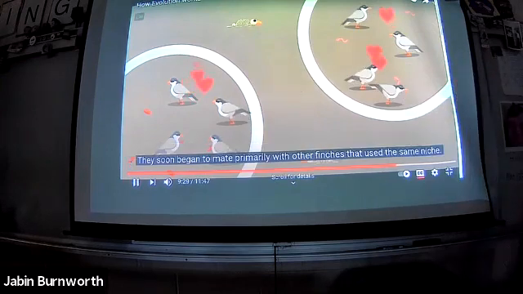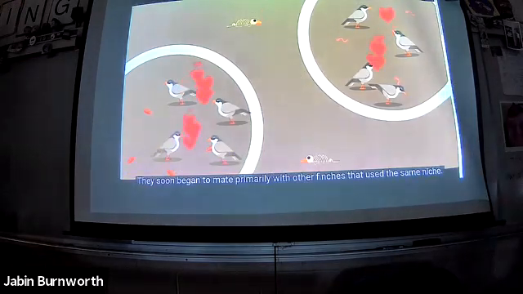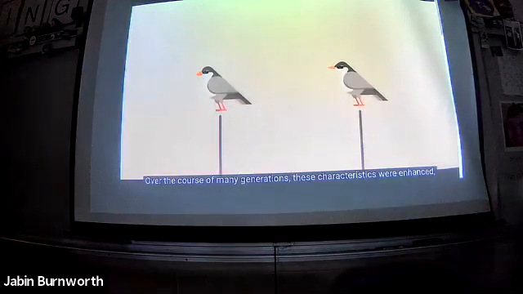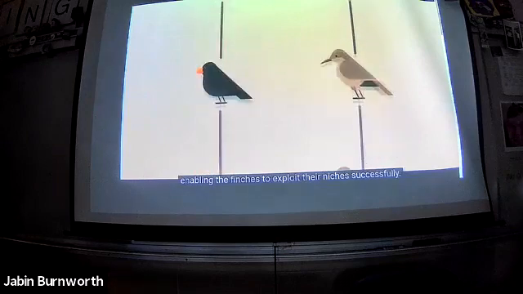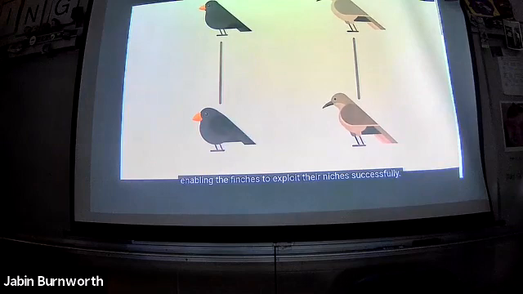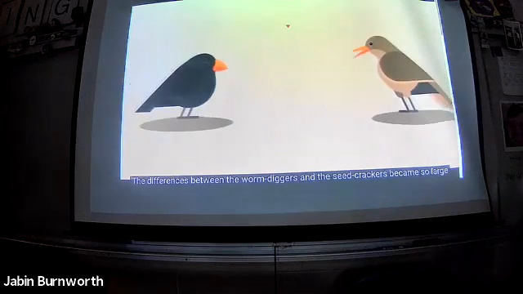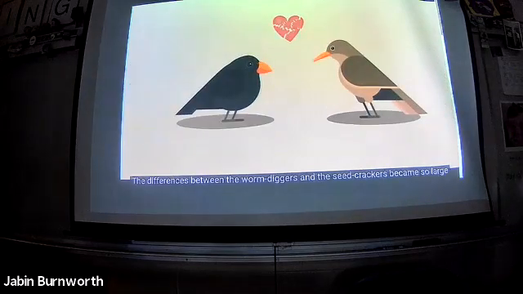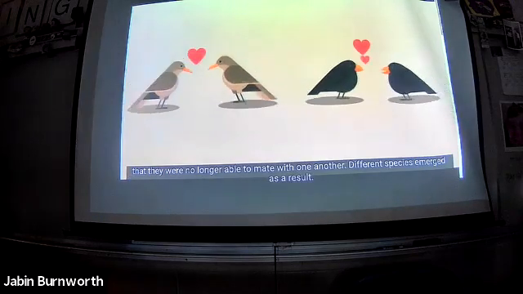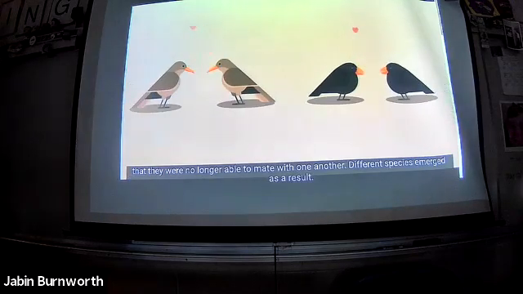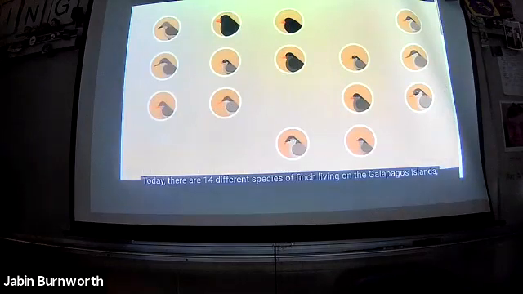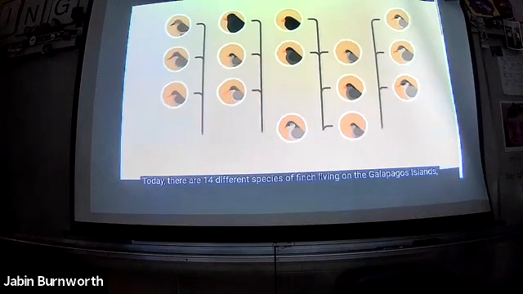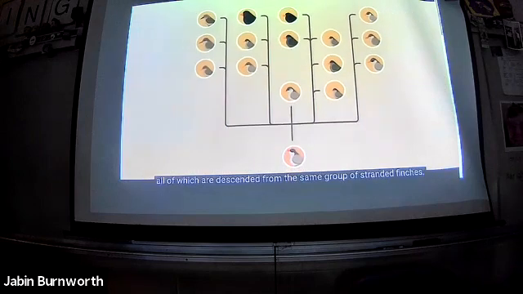They soon began to mate primarily with other finches that used the same niche. Over the course of many generations, these characteristics were enhanced, enabling the finches to exploit their niches successfully. The differences between the worm diggers and the seed crackers became so large that they were no longer able to mate with one another. Different species emerged as a result. Today, there are 14 different species of finch living on the Galapagos Islands, all of which are descended from the same group of stranded finches.